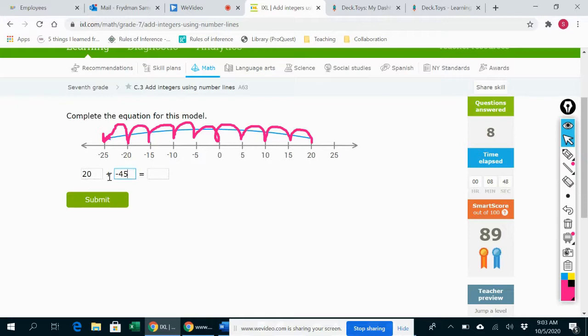So 20 plus -45 is equal to -25. In other words, if we start at 20 and we move to the left 45 spaces, assuming that each space, if we were counting by ones, we would move down 45 little bumps, then we would land on -25.